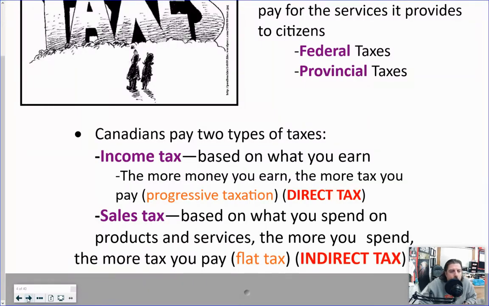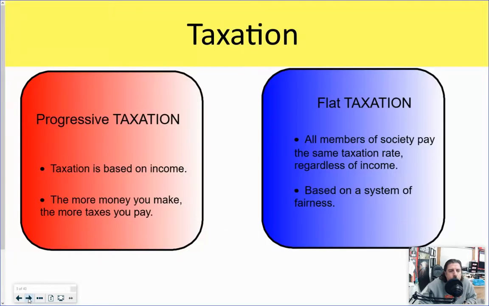All right, so there's that. So let's talk a little bit more about this progressive and flat. Progressive once again. Well, flat is easier to understand. Flat is we all pay the same rate, regardless of how much money we earn or pay or whatever. So a flat tax would be, for example, a 5% tax on GST.